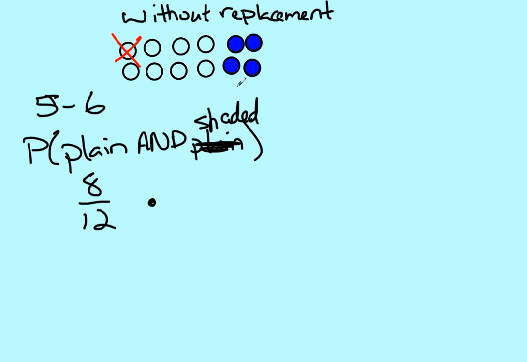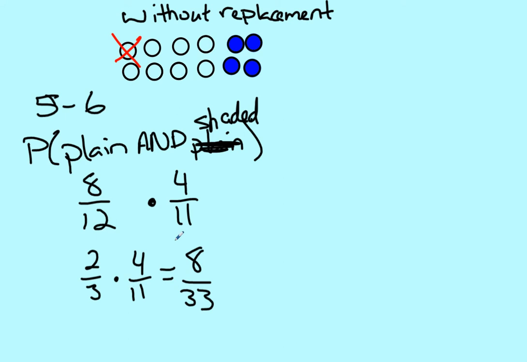So there are 4 shaded out of, let's still take one away, so that's 11. We can still simplify this to 2/3. And now this is just 4 11s instead of 7. So this ends up being 8 over 33. And that actually is an answer choice. So we did know if we wanted plane and plane, we would have gotten 14 out of 33.